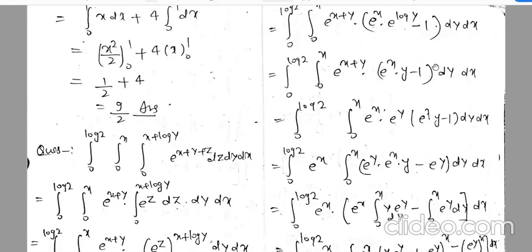Second integration is going with respect to y here. e to the power log y is always y, so it will be y here.